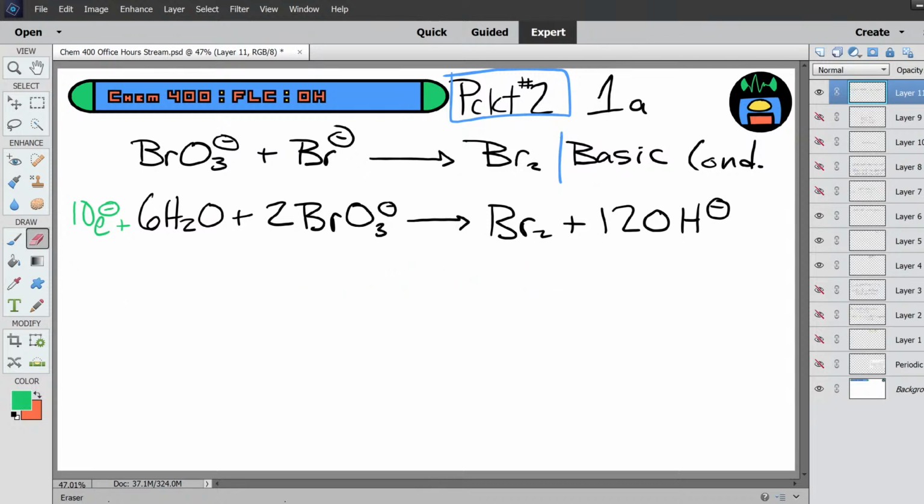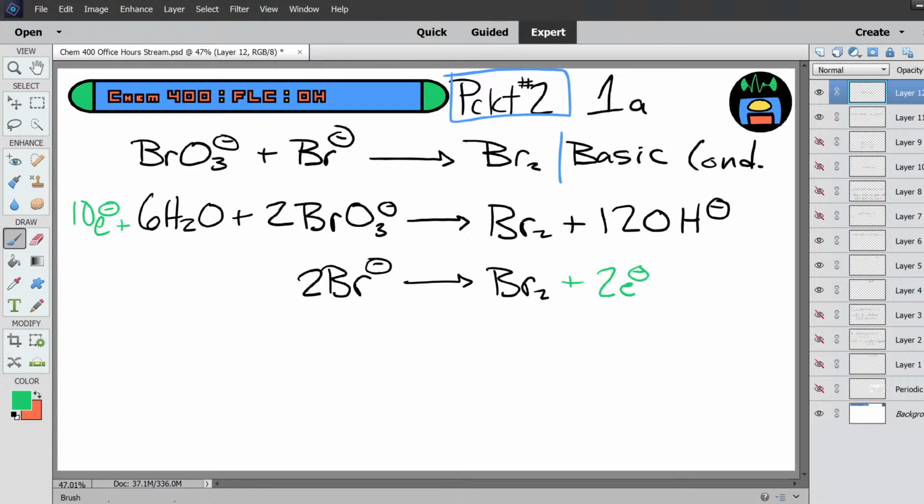All right. Now let's bring in our bromide half reaction. Because once both the atoms and charges are balanced for both half reactions, we need to balance our electrons. And you'll notice that in the bromide half reaction, we're producing 2 electrons. In the bromate half reaction, we are consuming 10. And we need to make sure that the number of electrons produced is equal to the number of electrons consumed.